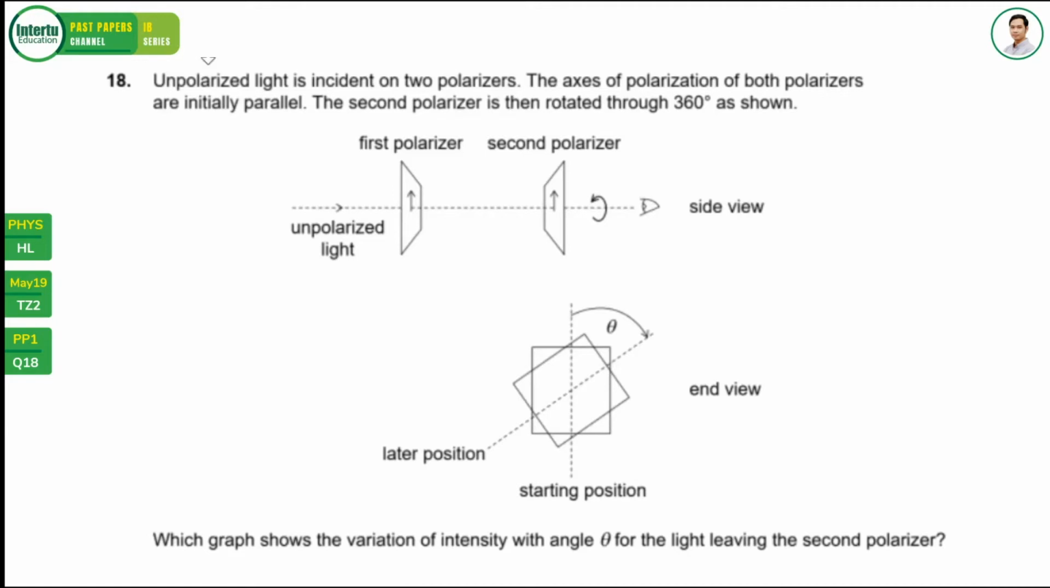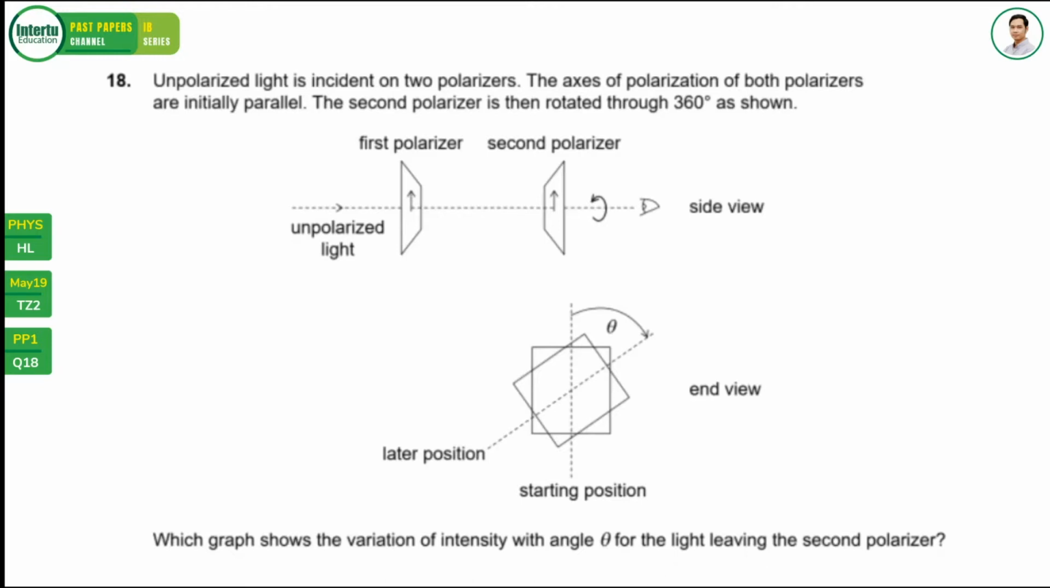Question 18. Unpolarized light is incident on the two polarizers. The axes of polarization of both polarizers are initially parallel. The second polarizer is then rotated through 360 degrees as shown. Which graphs show the variation of the intensity with an angle theta for the light leaving the second polarizer?